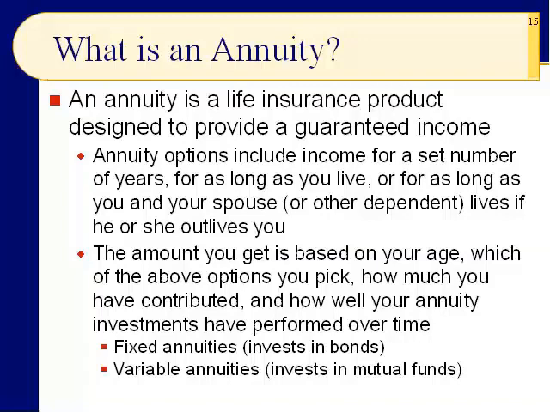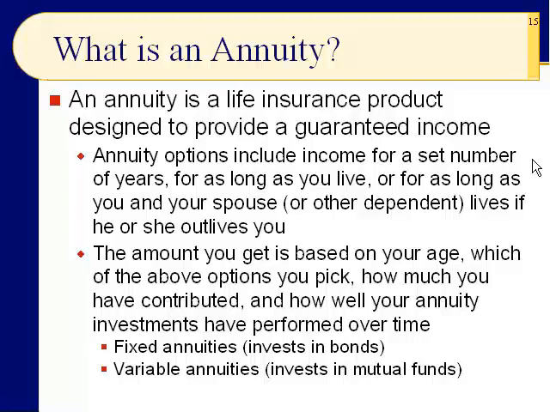Now, what is an annuity? Annuities sort of straddle both worlds. They have some strange characteristics that the life insurance companies have been able to extract out of the Congress. It's a life insurance product, and they were designed originally to provide a guaranteed income. Annuity options include income for a set number of years, such as 10 or 20 or 30 years, for as long as you live, that's the life income option, or for as long as you and your spouse or any other dependent lives, if he or she outlives you.